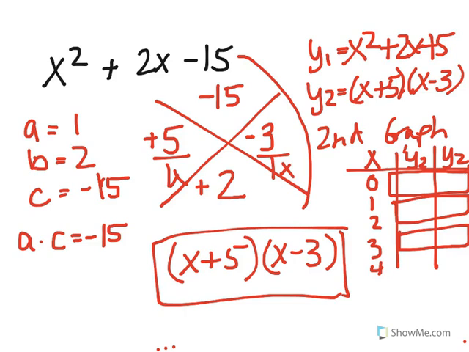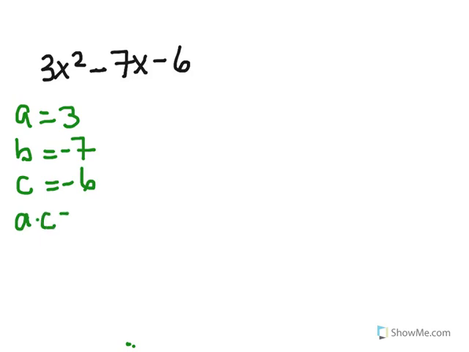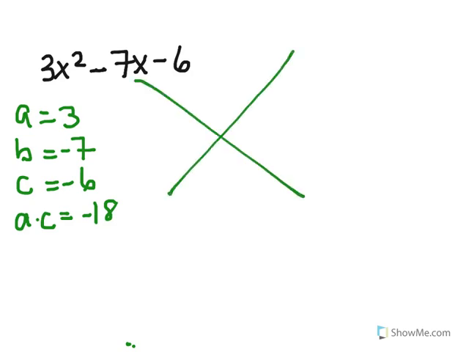Okay, so now they're going to get a little more tricky. Let's try this one. Let's figure out A, B, and C. So A, in this case, is 3, B is negative 7, C is negative 6, and let's do A times C. 3 times negative 6 is negative 18. Okay, so I'm going to make my x factor, and I need to get negative 18 up here, and B is negative 7.